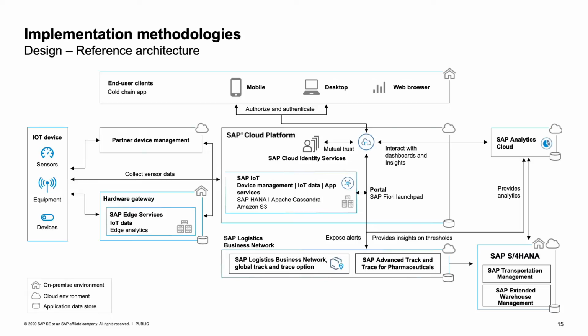And from there, we can integrate with GTT, the global track and trace, to associate the sensor data and events with the business transactions, like outbound transactions, or transportation management, or sales orders, purchase orders, all that. And you can also directly connect to SAP S/4HANA or ECC. So for this implementation, I'll not be talking to you about SAP Analytics or advanced track and trace for pharmaceutical.